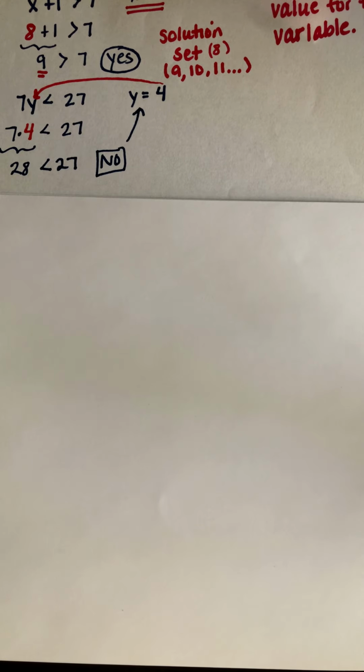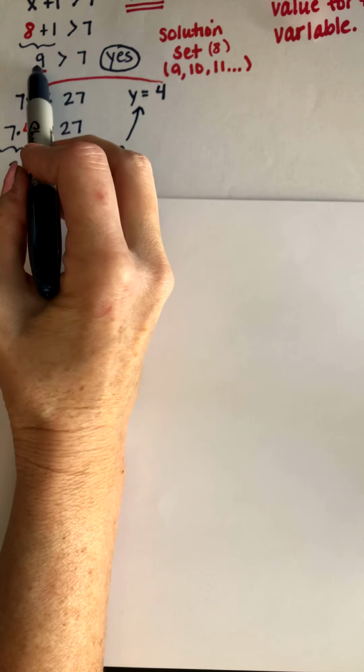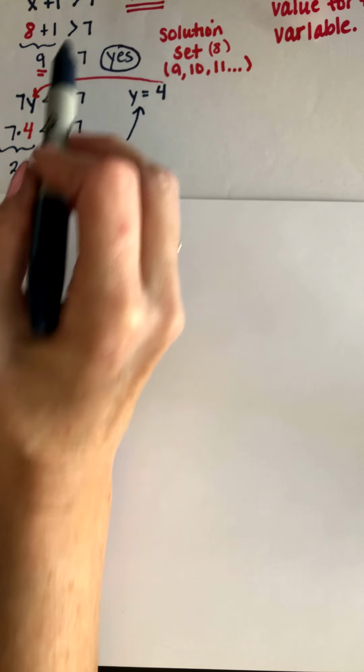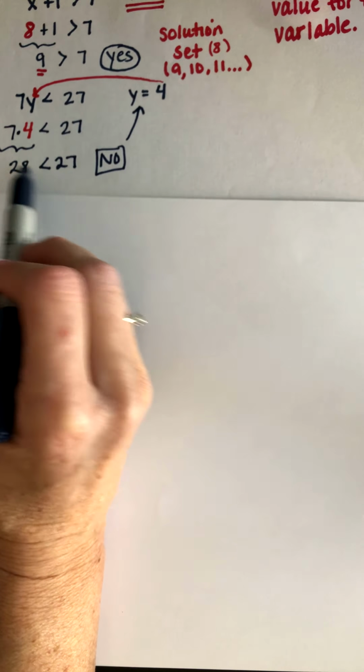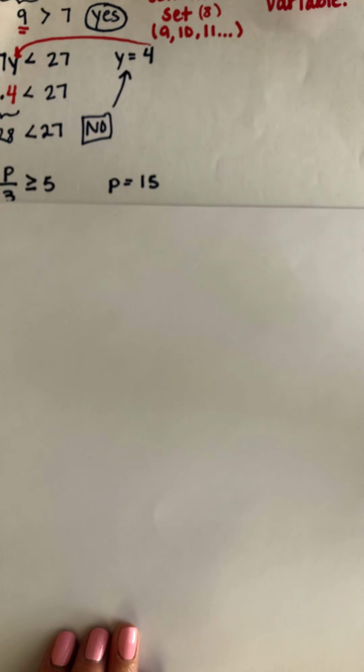It does not make it true. Up here, 9 is greater than 7, it made it true. But down here, 28 is not less than 27. It's greater than, but it's not less than, and the symbol says less than. So your answer is no.